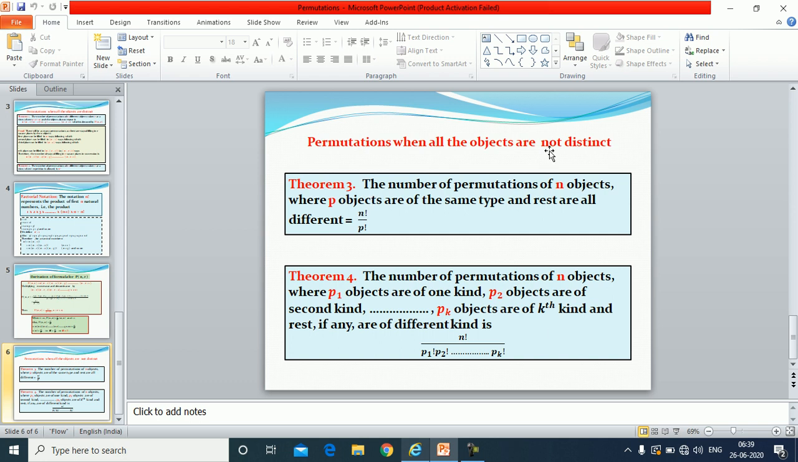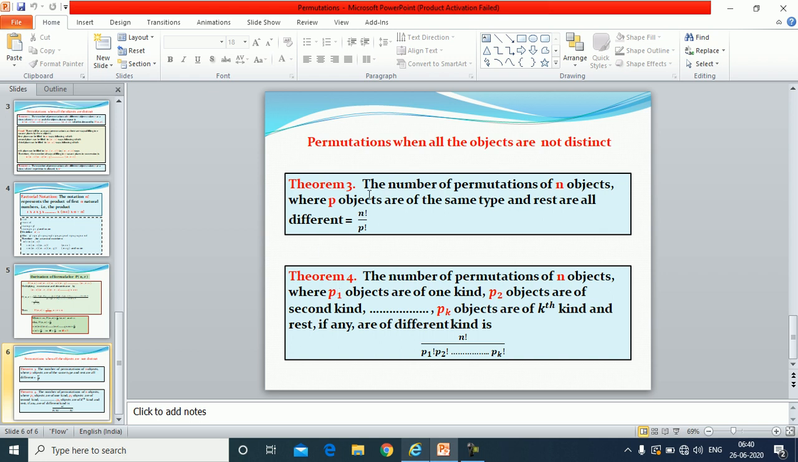When we say all the objects are not distinct, it may happen there is a group of objects which are exactly the same, rest all are different. Or it may happen within the n objects given to you, some are of one kind, some are of other kind, and there is a third category, some are of that kind. So the n objects can be divided into three groups of identical objects. Depending upon that, let us explore how the arrangement is to be done.